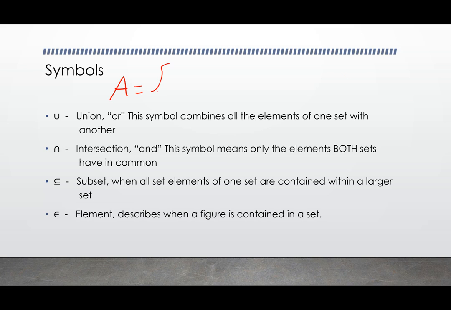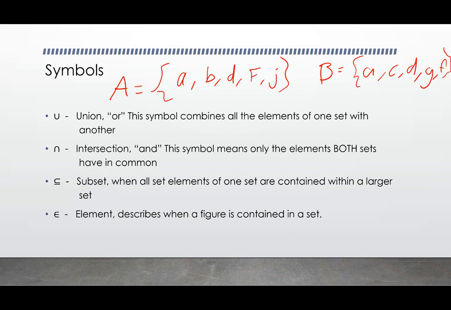So let's say I have a set A, and we'll use letters this time. Let's say this set is A, B, D, F, and J or something, right? And we'll say B is the set A, C, D, G, and F. The A intersection B is a set that has any values that are in both A and B. So it's not combining all the elements of A with all the elements of B like union does. It's only taking the ones they have in common.